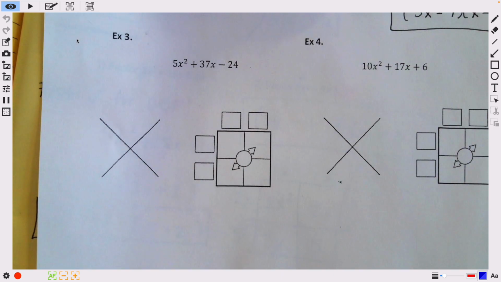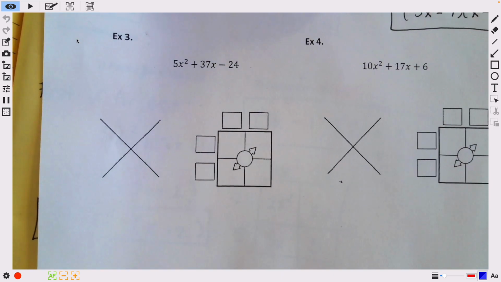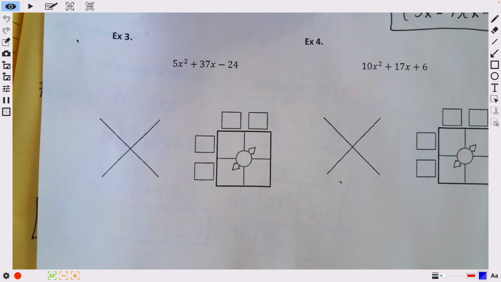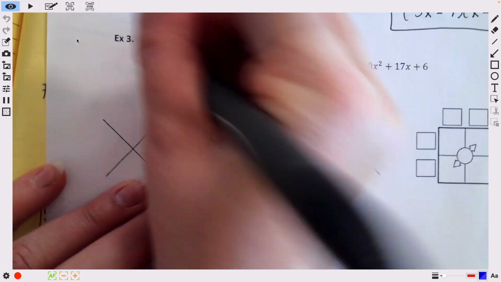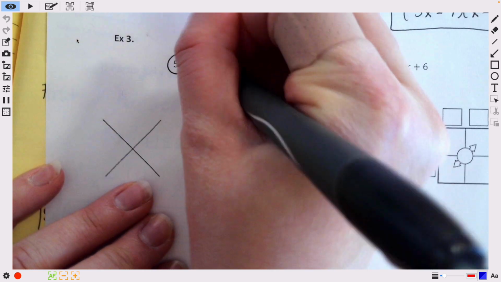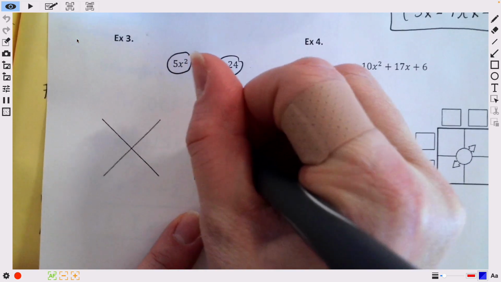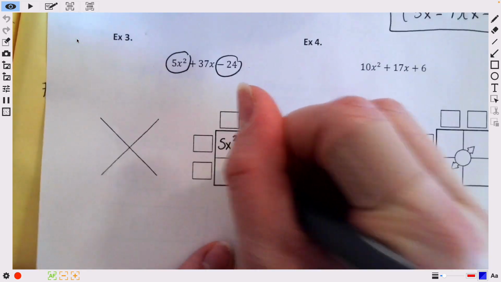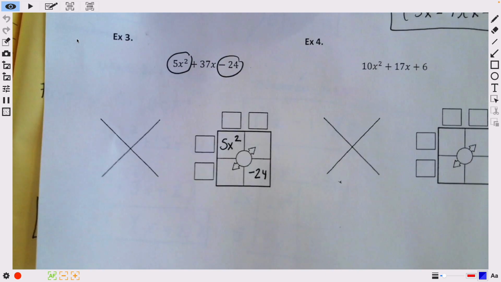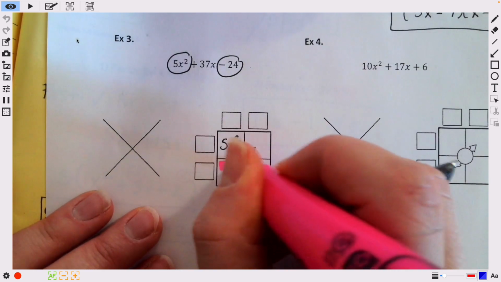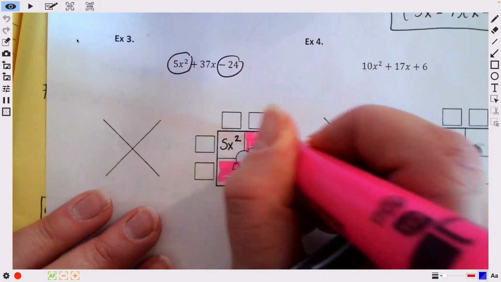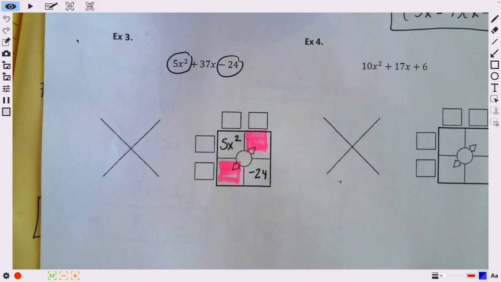Can you use the X method on the prime numbers too? Yep. Okay, so we're going to do it again. My preference is I always start by putting the first and the last term in their boxes. So I know that 5x squared goes here and I know that negative 24 goes here. The only thing that X helps me do is find what goes in the diagonal boxes. And then it helps me narrow options down. But those first and last terms still go in the boxes they normally go in.